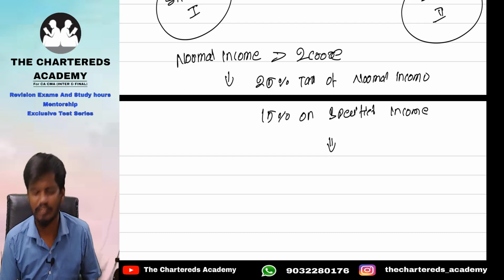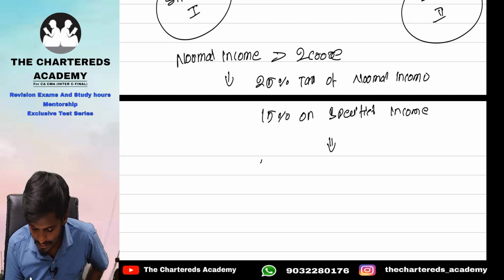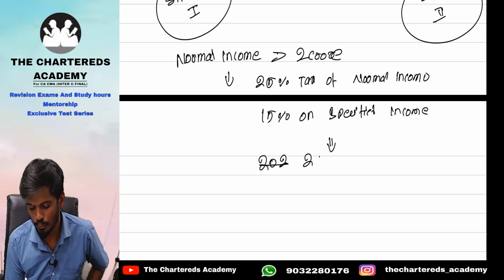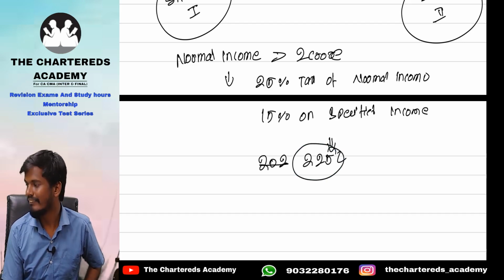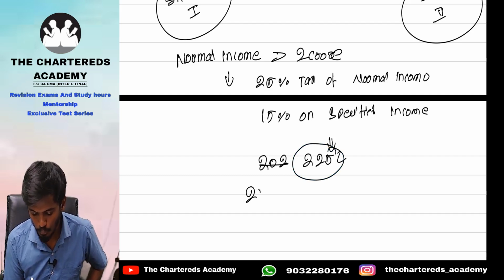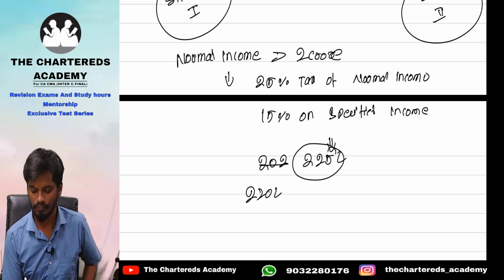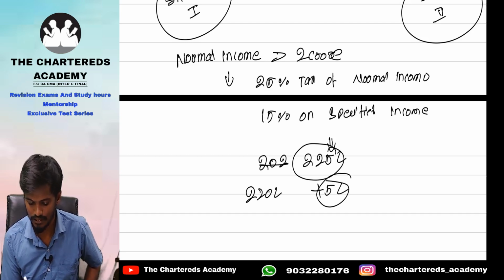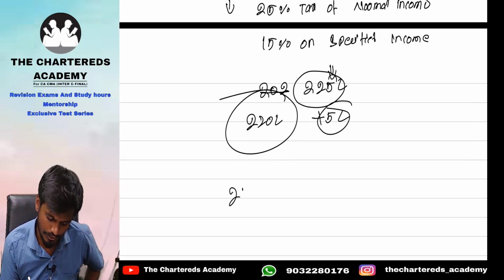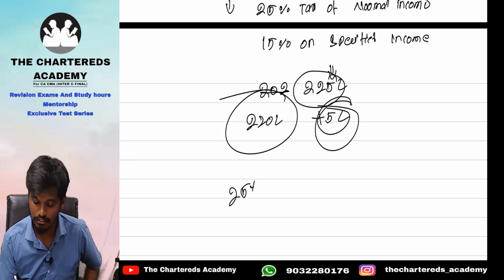Okay, sir. Your income is 2 crores 25 lakhs. Out of 225 lakhs, 220 lakhs is the normal income and 5 lakhs is the specified income. Sir, on the tax on 220 lakhs, we charge a surcharge rate of 25%. But on the 5 lakhs, we charge 15%.